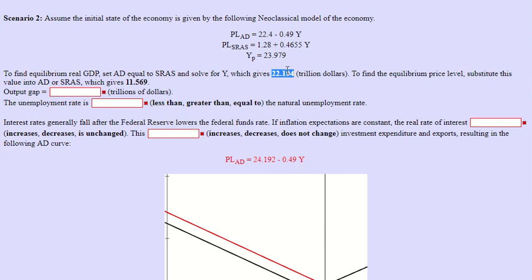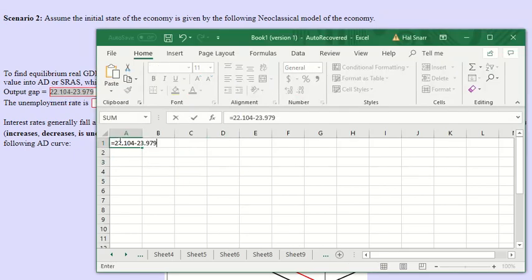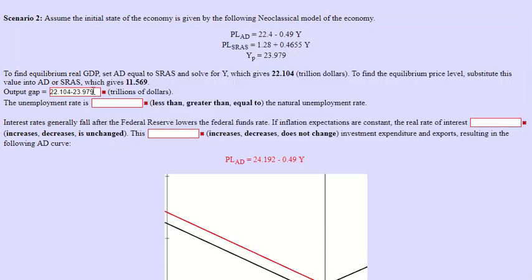Okay, so the output gap is the difference between what real GDP is and potential. And again, we're in a recessionary gap because real GDP is less than potential. And I'm going to have Excel, again, calculate this value. And it's negative 1.875. So we're in a recessionary gap with high unemployment. Unemployment is considered high when it's greater than the natural unemployment rate.